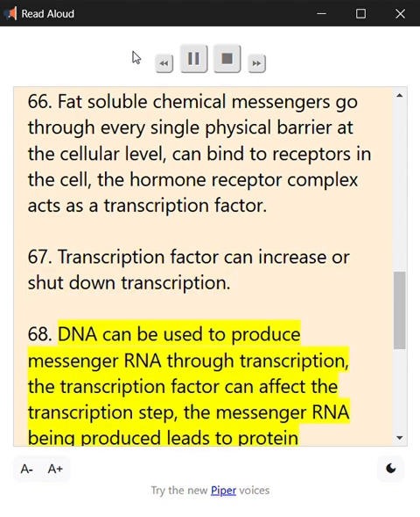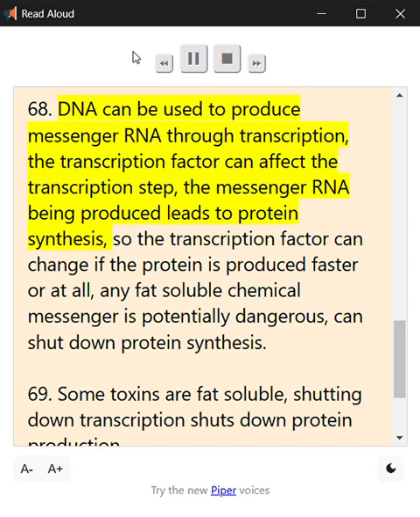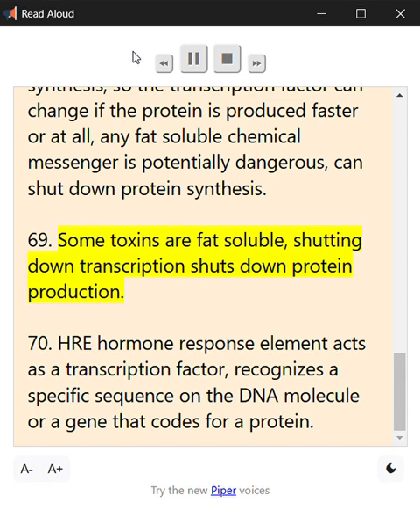68. DNA can be used to produce messenger RNA through transcription. The transcription factor can affect the transcription step. The messenger RNA being produced leads to protein synthesis. So the transcription factor can change if the protein is produced faster or at all. Any fat-soluble chemical messenger is potentially dangerous, as it can shut down protein synthesis. 69. Some toxins are fat-soluble. Shutting down transcription shuts down protein production.